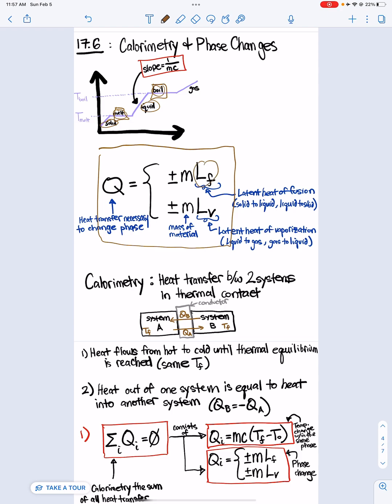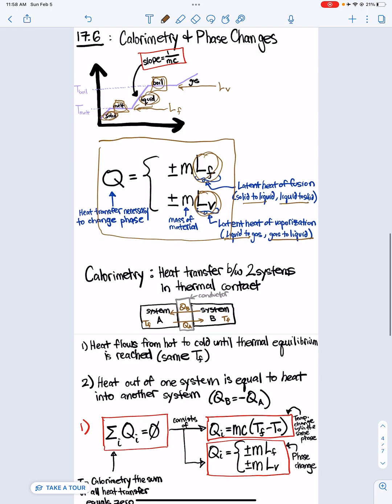The only difference is these two guys. It just depends on whether we are going from solid to liquid or liquid to solid, in which case we would use latent heat of fusion. If we're going from liquid to gas or gas to liquid, then we would use latent heat of vaporization. So whenever we go from solid to liquid, we would need to use latent heat of fusion. For this part, when we go from liquid to gas or gas to liquid, we would need to use latent heat of vaporization.